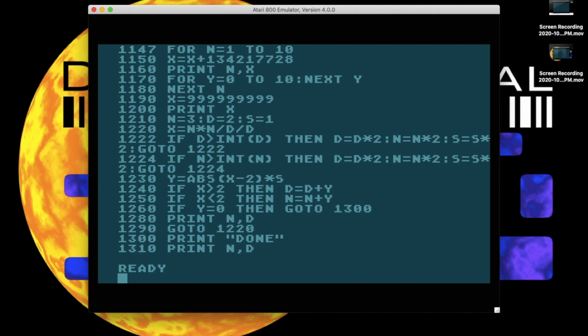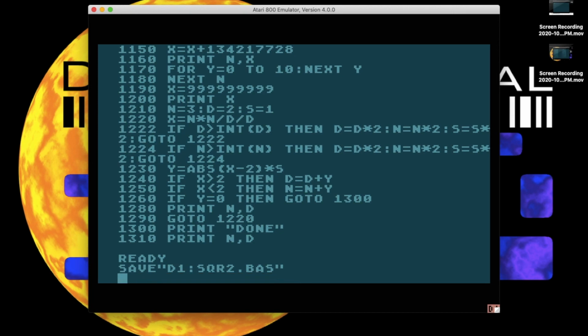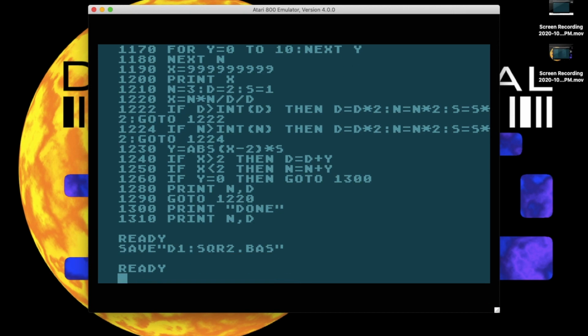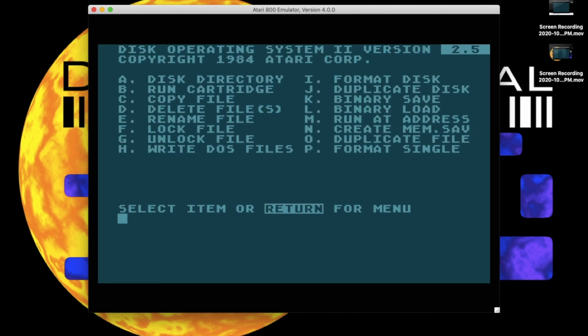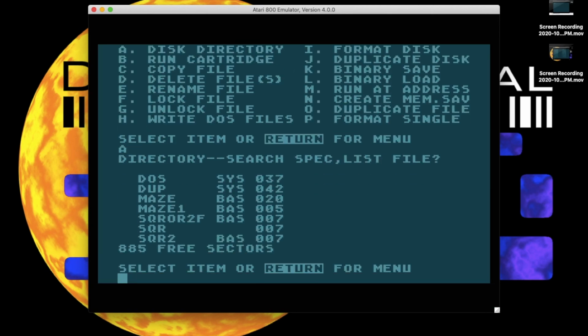So let me save it as a different file without parentheses this time. SQR2.BAS. DOS. Yep, square root 2 BAS. There we go.